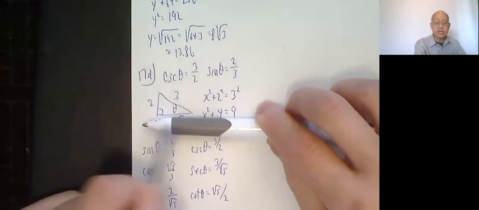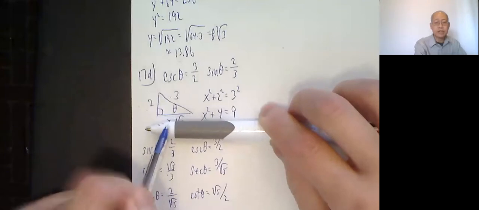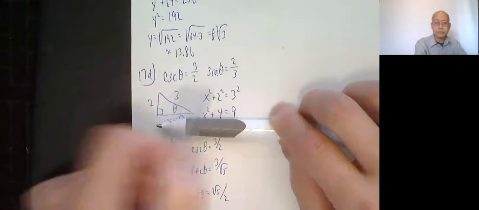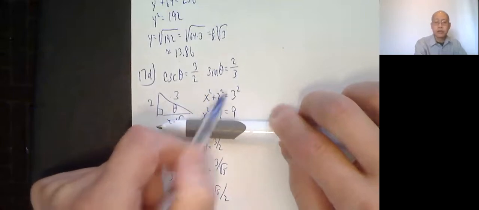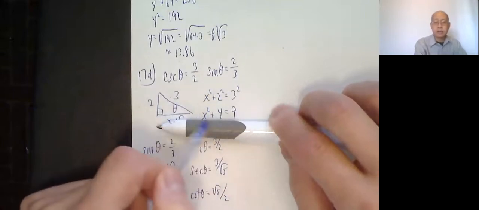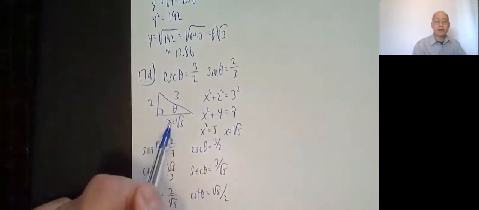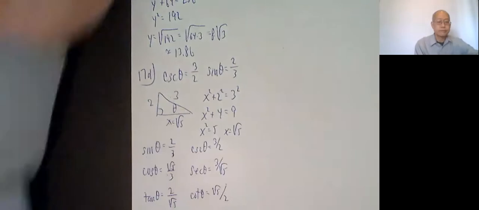So I have to figure out this adjacent side. So I call it x. X squared plus 2 squared equals 3 squared. 2 squared is 4. 3 squared is 9. Subtract 4. X squared equals 5. So x is radical 5. X is the square root of 5.